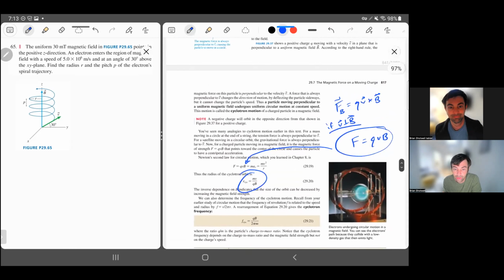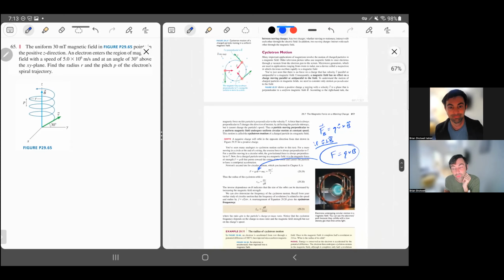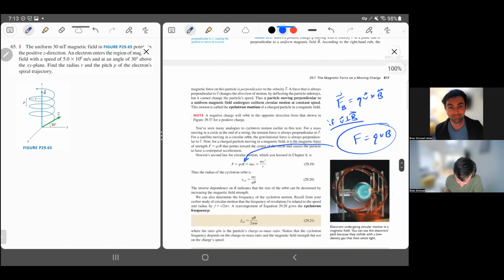Notice that the stronger the magnetic field, the smaller the circle, which makes sense because it's a bigger force. But it's also proportional to the mass to charge ratio of the particle. So for example, an electron versus a proton have the same charge magnitude, but much different masses. The proton with a much bigger mass would have a much bigger radius. So if you had an electron and a proton moving at the same speed, the electron is going to have a much smaller circle than the proton, by a factor of about 2,000. So that's the radius of the orbit.